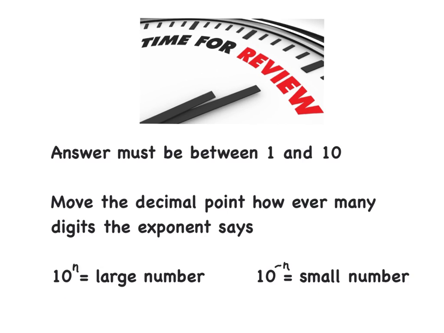Time for a quick review. Remember when we were talking about scientific notation, our answers, if we're saying scientific notation, the number must be between 1 and 10. When we're moving it from scientific notation into standard form, we have to move the decimal point however many digits the exponent says. If it's 10 to the n, which is a positive number, it's going to be a large number. If it's to the negative n, it is going to be the smaller number.